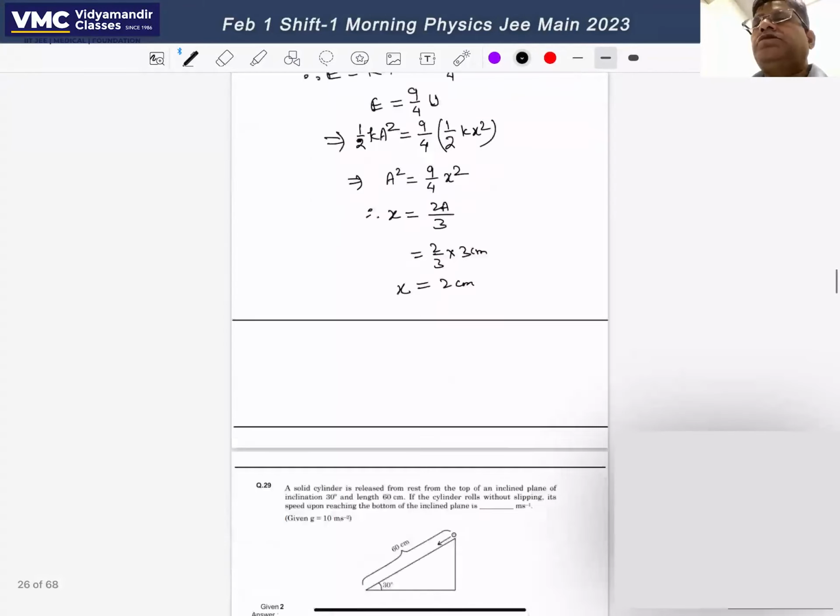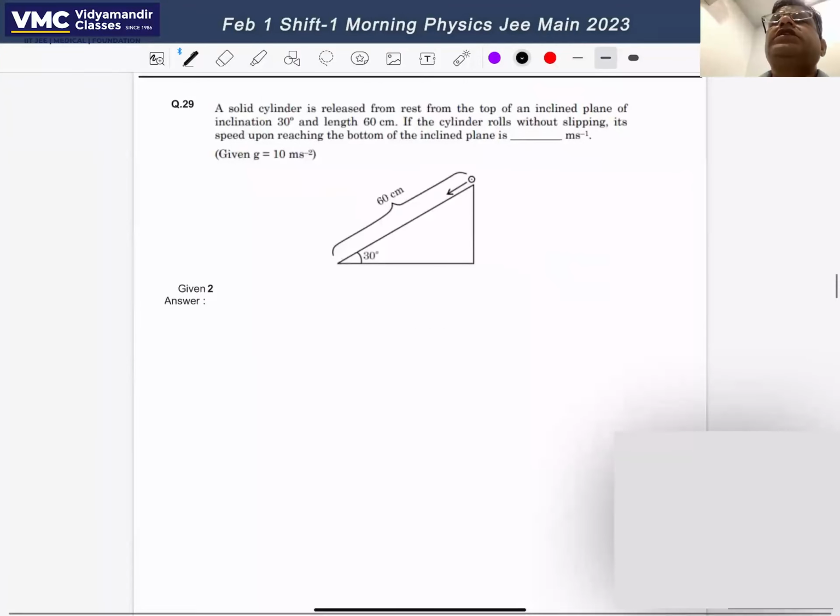In question 29, a solid cylinder is released from the top of an inclined plane of inclination 30 degree and length 60 centimeter. If the cylinder rolls without slipping, its speed upon reaching the bottom of the inclined plane is how much meter per second? Take g equals 10 meter per second square.